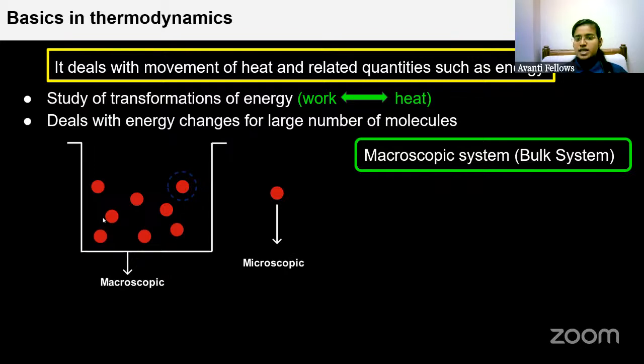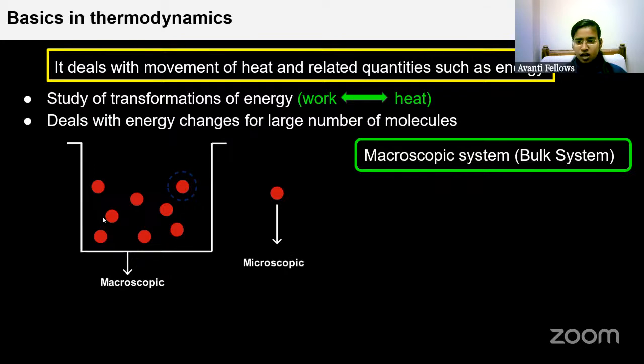Now coming to the second point, it deals with energy changes for a large number of molecules, that is, for macroscopic particles. Only for the bulk system is it applicable. Macroscopic means I have a container with molecules inside it, and this whole thing is considered a macroscopic system. If I take one particular molecule, that is called a microscopic thing. We do not deal with the microscopic part. It deals only with macroscopic systems.